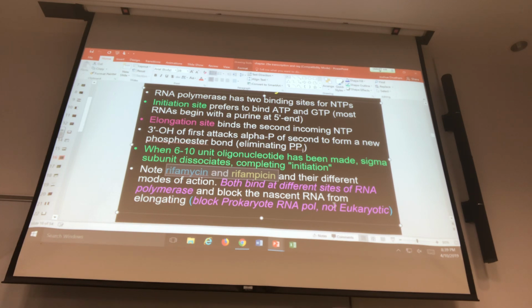Yes? Do you have to know the role of each, like the specific role? No, just general. If you see these terms on any answer choice or question, make sure you know that they're there to inhibit prokaryotic RNA polymerase. Okay?